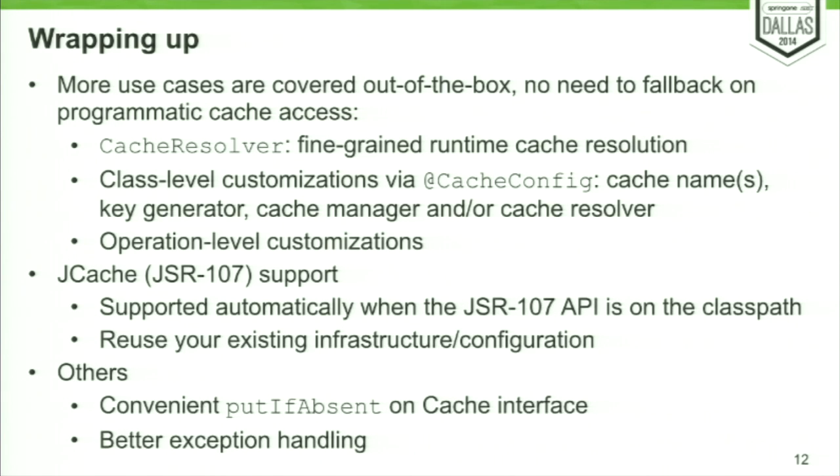The JCache support gives you an option to use the standard annotations if that's what you want to do. We support that automatically. It just works. If you start using the JSR 107 API on an app that has enabled caching or the cache annotation-driven XML element, we will just make sure that the right infrastructure will be in place to support those annotations.